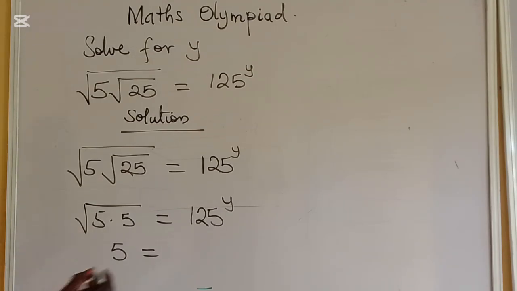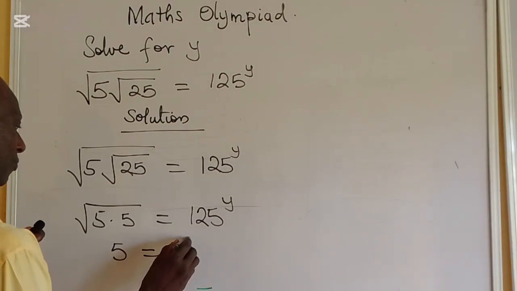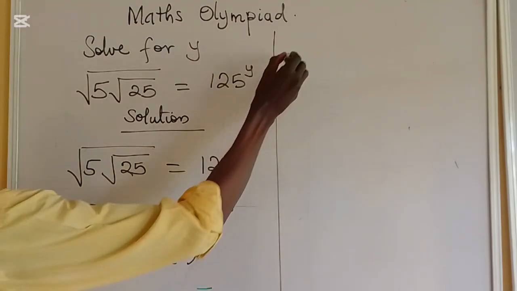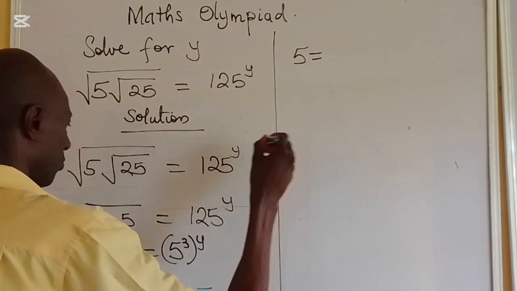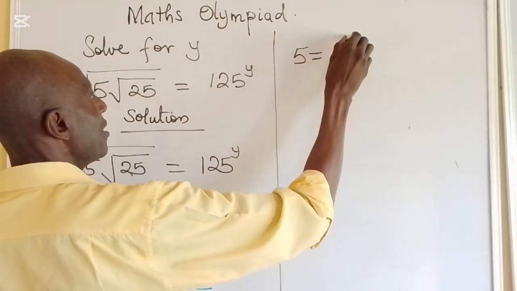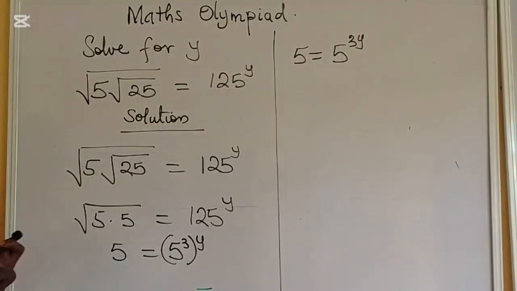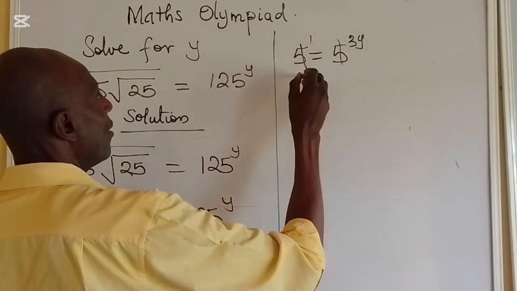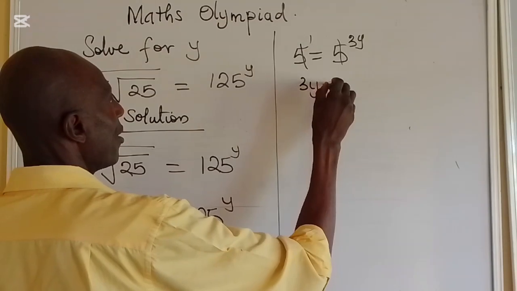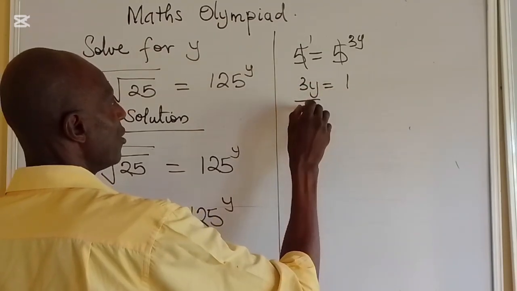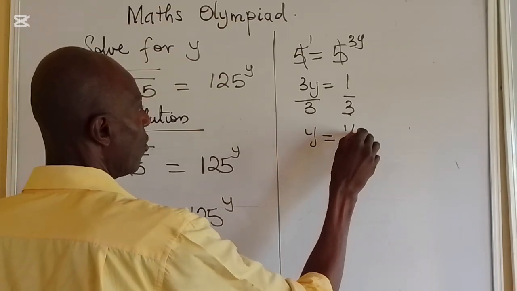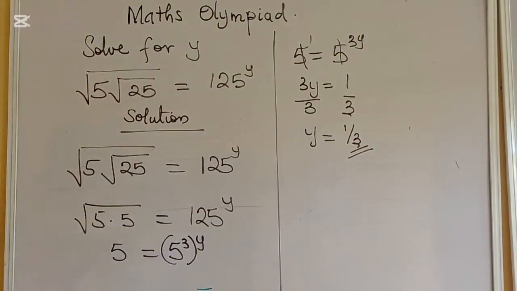So here is 5 raised to power 3 bracket y. Now, 5 is equal to 5 raised to power 3y, using the product law of indices. Now, this is raised to power 1, we take the power. So that's 3y is equal to 1. So divide through by 3 to make y the subject of the formula. y is equal to 1 over 3. This is method 1.